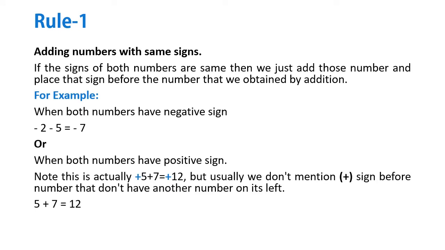Rule 1. Adding numbers with same signs. If the signs of both numbers are same, then we just add those numbers and place that sign before the number that we obtained by addition. For example, when both numbers have negative sign, -2 - 5 = -7, or when both numbers have positive sign, note this is actually +5 + 7 = +12, but usually we don't mention plus sign before a number that doesn't have another number on its left. So we will write 5 + 7 = 12.